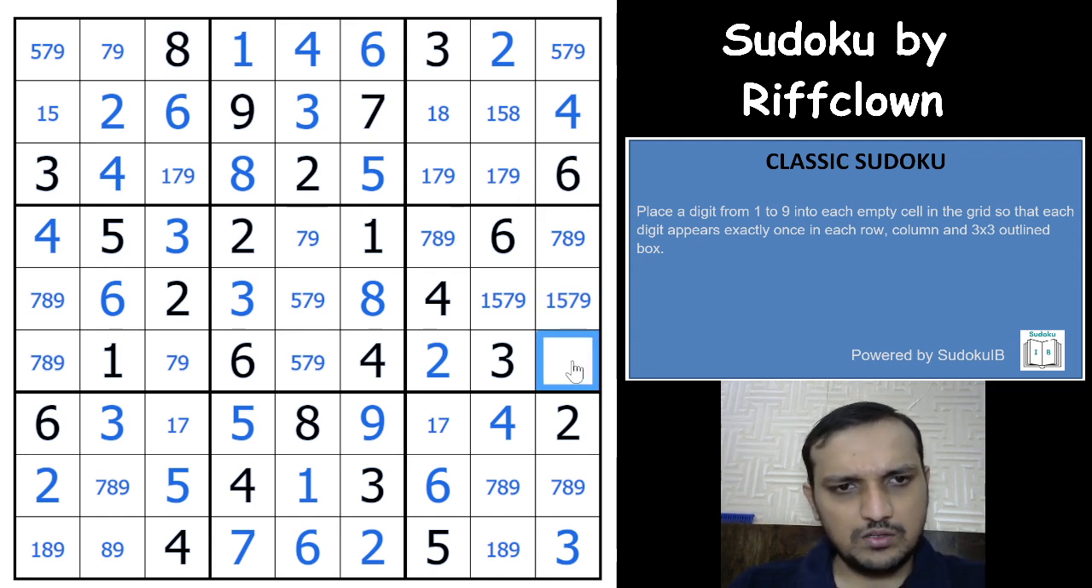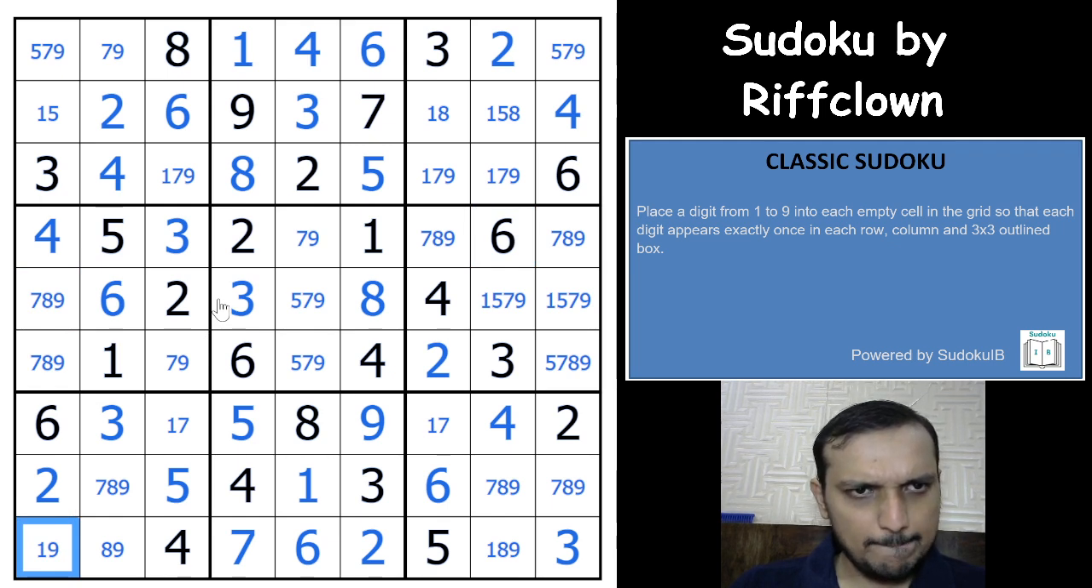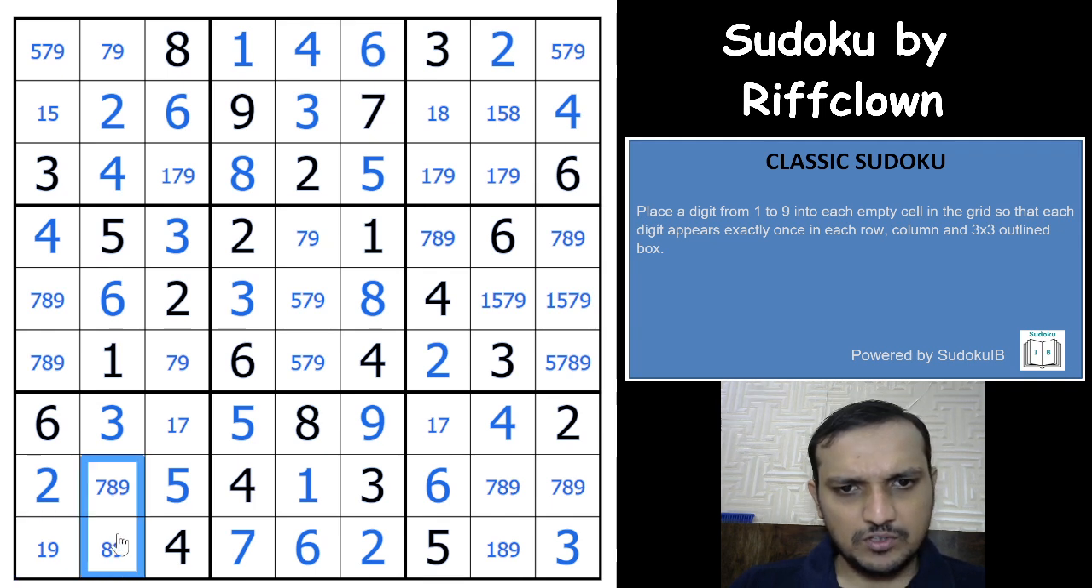One, 5, 7, 9, 5, 7, 8 and 9. Right? Okay. I hope I am right till this. 8 is in one of these two cells, so 8 cannot be here. Eight is in one of these two cells.